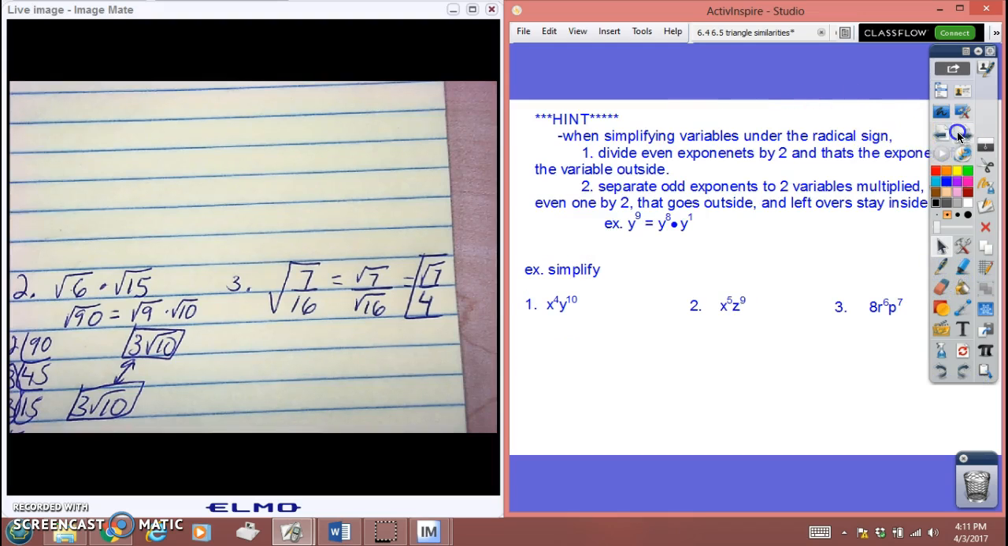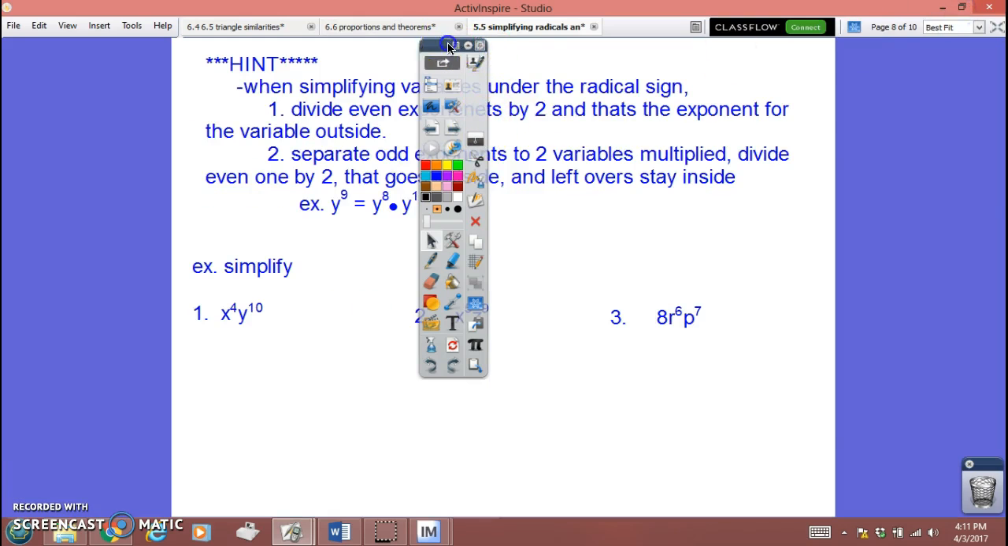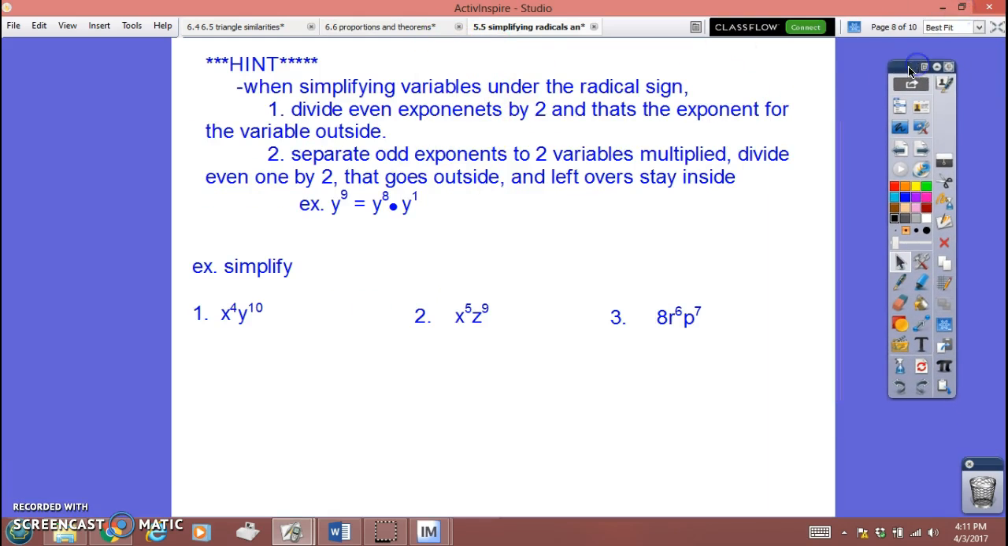Now, let's go and talk about variables. Let's talk about how to deal with these whenever you have variables. When simplifying variables, notice what I say here. I'm simplifying variables underneath the radical sign. And really, I should say the square root. This problem really deals with square roots, okay? This particular hint is really dealing with square roots. So make sure you understand it's not just radical signs, but you can use this for cube root, fourth root, or whatever.